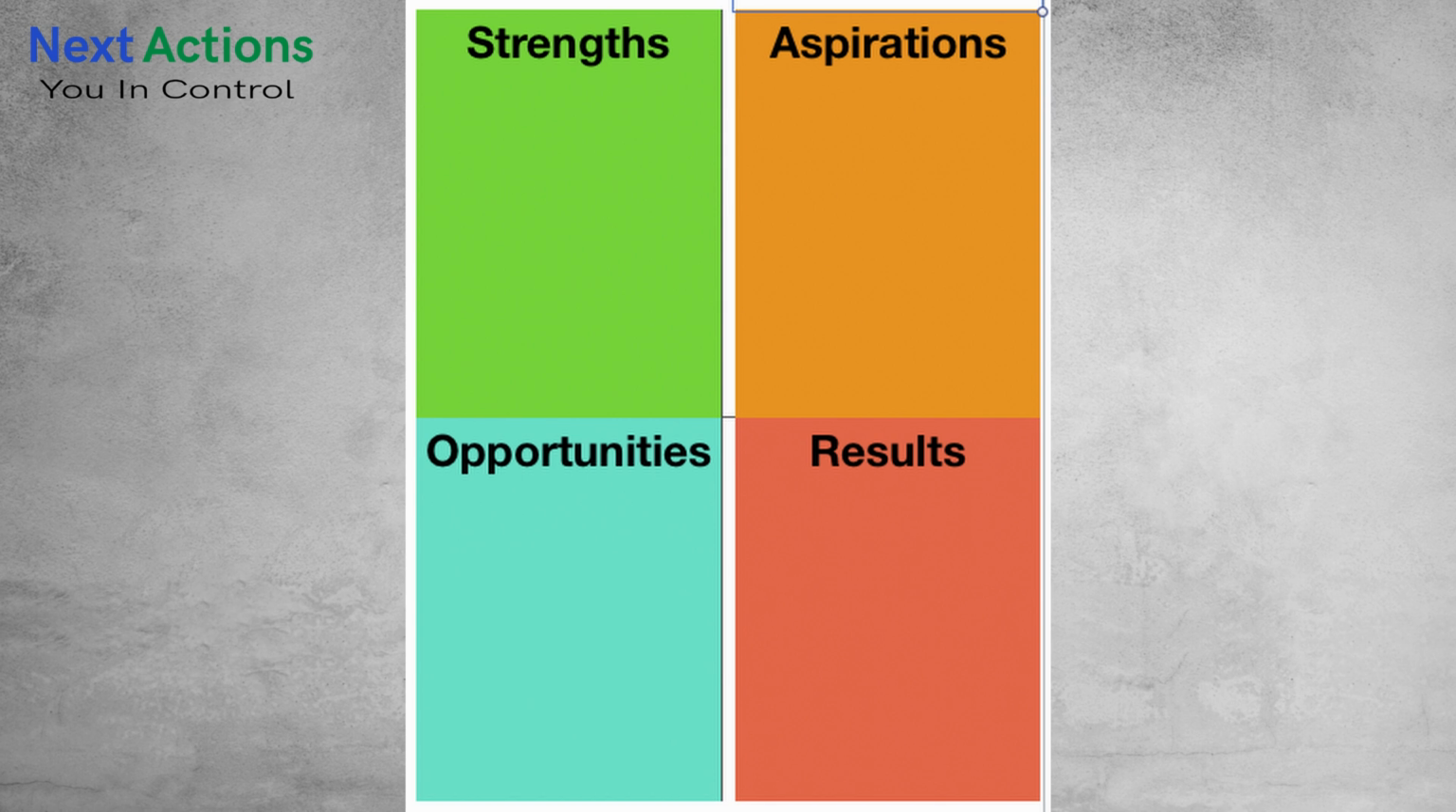The top right is where you detail your aspirations. It's your vision for the future. It's where you want to be. It's how you want to build on your strengths so that you can challenge and improve on the current state of your business. Some questions here include, what do we want to achieve?